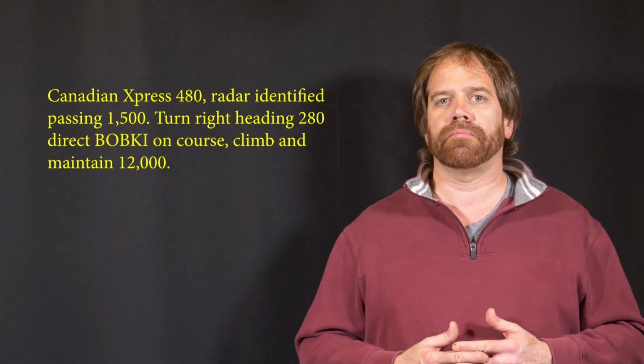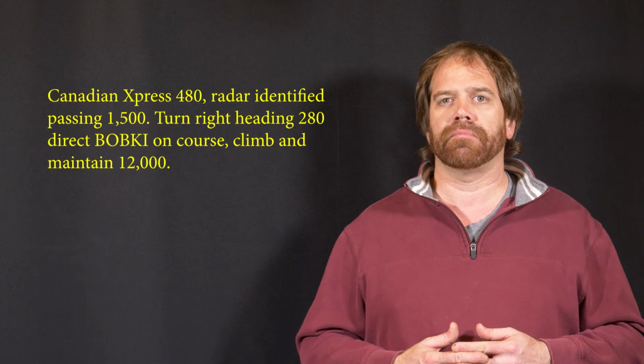By nature that ATC has given a vector to turn right on heading 280 direct to the waypoint Bob Key, the pilot is no longer bound by the SID procedure, and the pilot should now climb to an altitude of 12,000 feet. Canadian Express 480, radar identified, passing 1,500. Turn right, heading 280, direct Bob Key on course, climb and maintain 12,000.